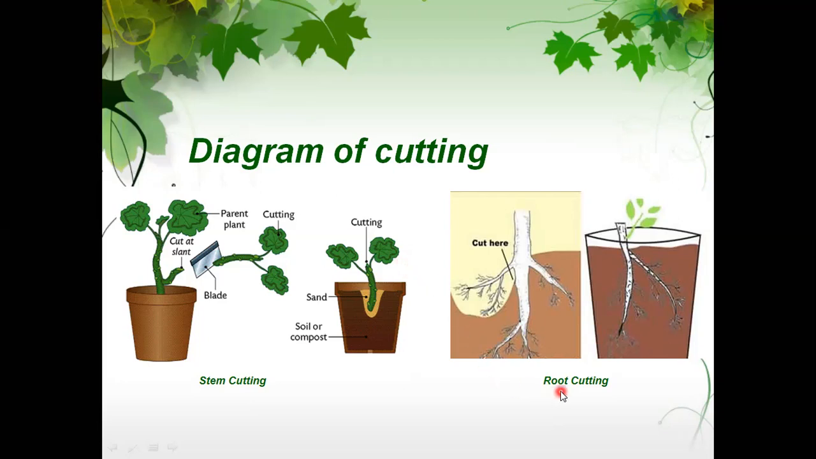Now, in the root cutting, we have to cut the plant part from here and transplant it into the medium to provide nutrition and growth for the root, and it will form a shoot here. Means the growth will develop here.